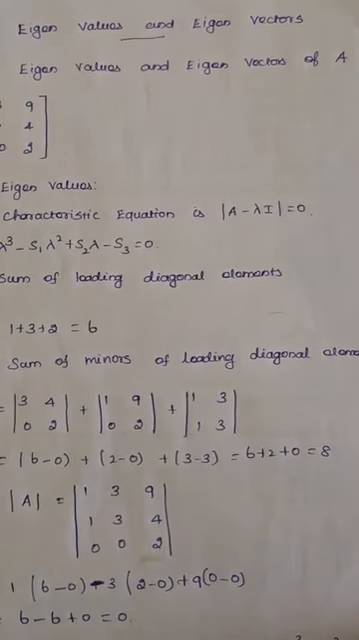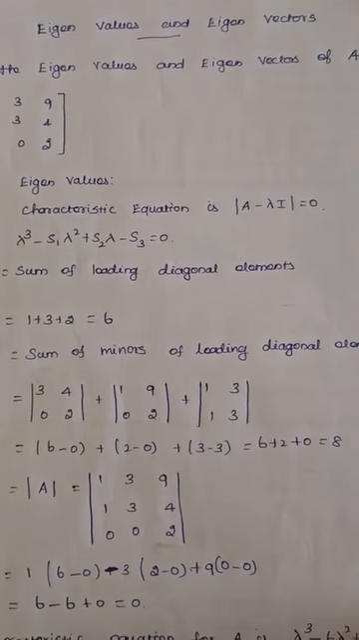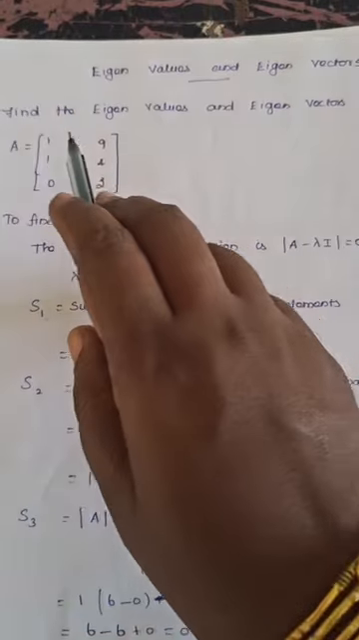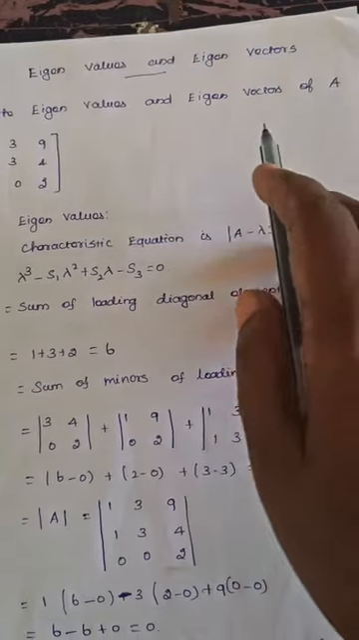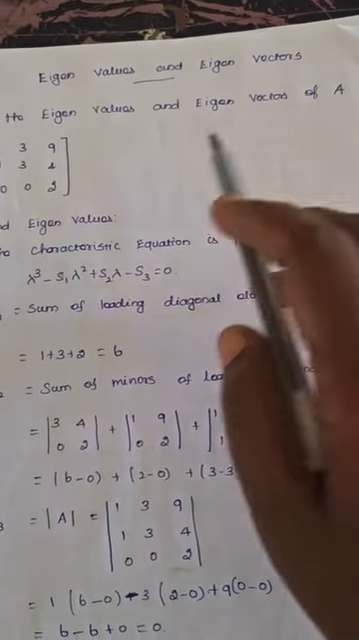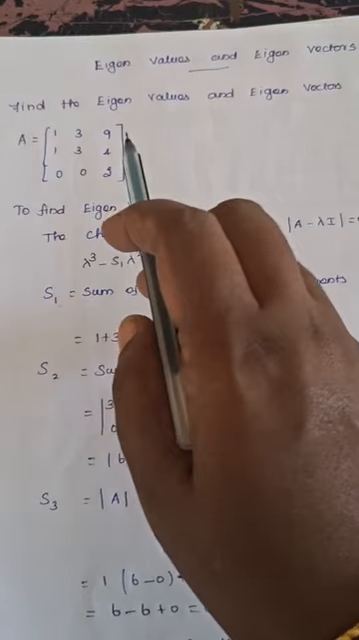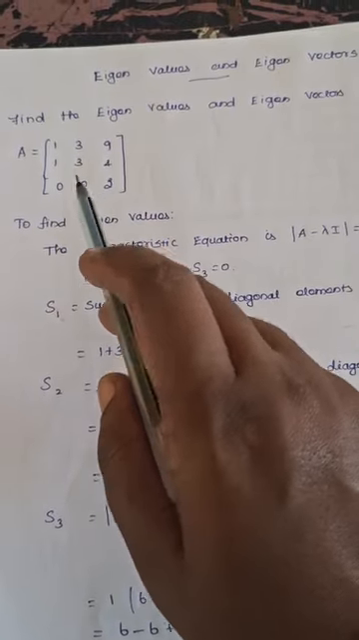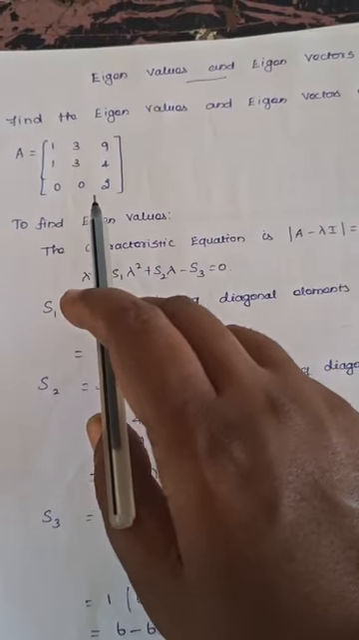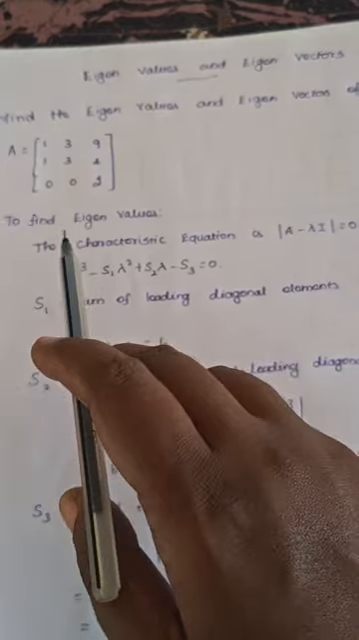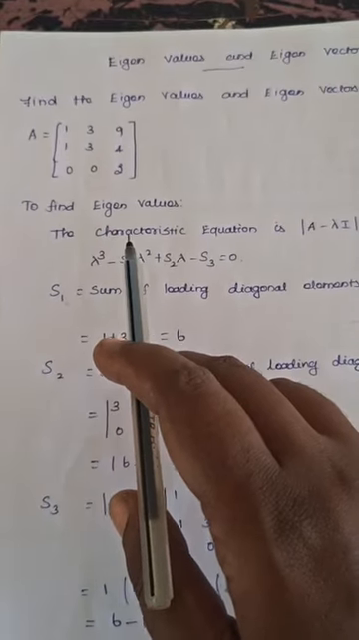Today I will explain eigenvalues and eigenvectors. Find the eigenvalues and eigenvectors of A, if A equals the matrix with rows 1, 3, 9; 1, 3, 4; 0, 0, 2. First we find the eigenvalues.